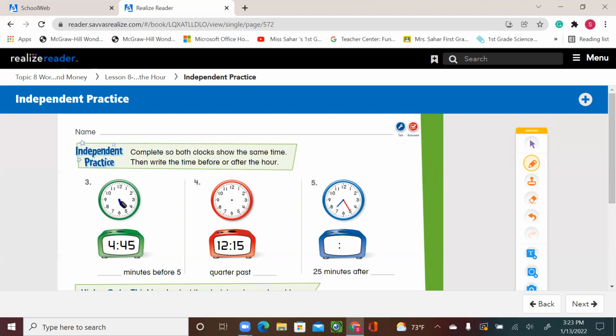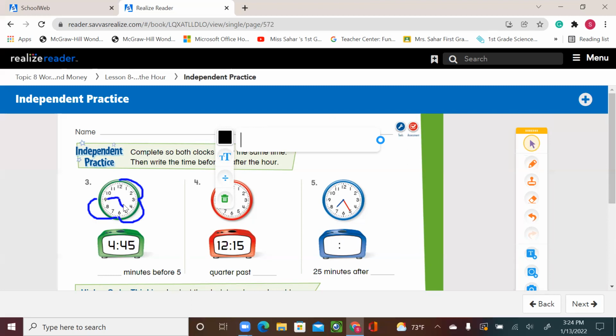And 45 minutes, I know the minute hand will be on 9 because that's 45 minutes. Because I know that this is 15 minutes, this is 30 minutes, and like this 45 minutes. And if I complete, it will be the 60 minutes or the whole hour. All right. Now I have to write down blank minutes before 5.